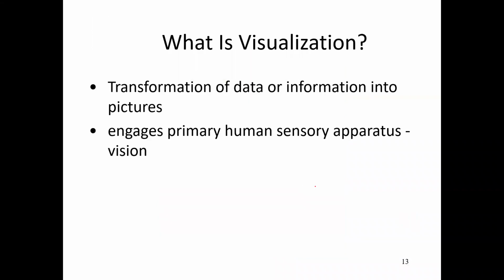Right, so if you ask what visualization is, it's nothing but the transformation of data or information into a picture, right? Because the final output will be just a picture. We really don't need to call it a picture; it's better to use the term image. It's a bunch of pixels, right? That's the image. So you are transforming data and information into an image.